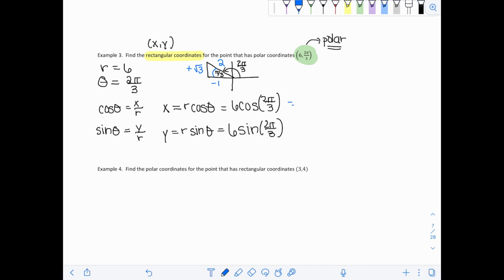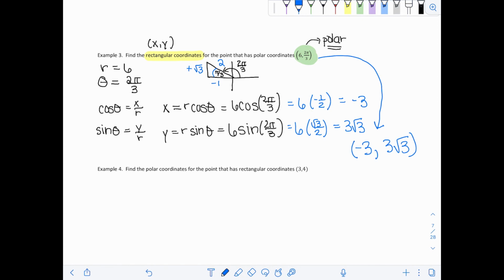If I go ahead now and plug this in, we've got 6 times cosine of 2 pi over 3, which is going to be negative 1 over 2. And sine is going to be positive square root of 3 over 2, which gives us negative 3 for the x value and positive 3 square root of 3 for the y value. Putting it all together, the final answer is that this polar point, (6, 2 pi over 3), is the same as a rectangular coordinate of (negative 3, 3 square root of 3).